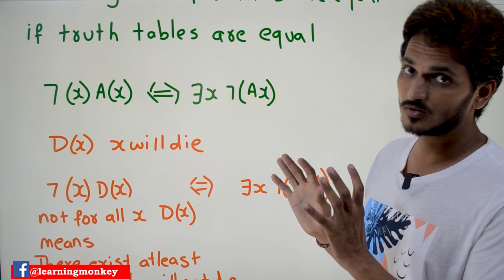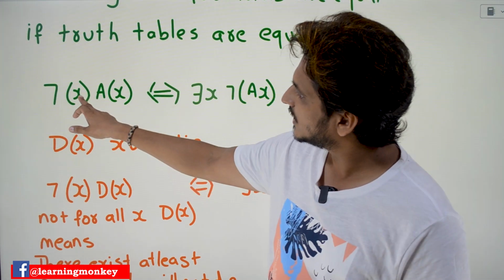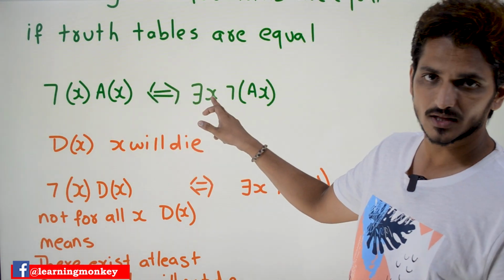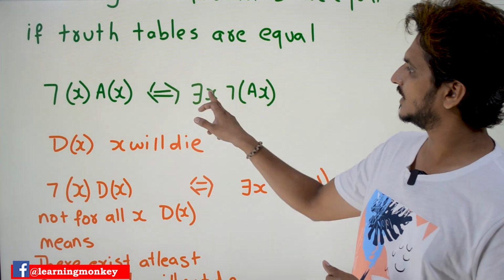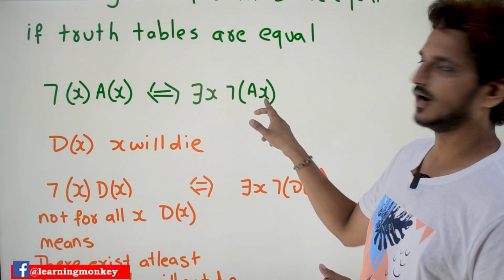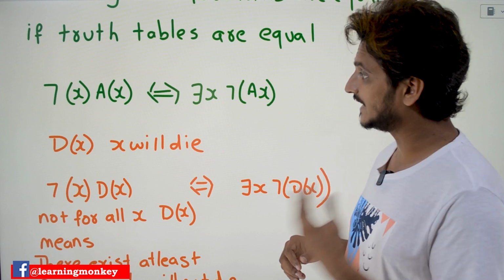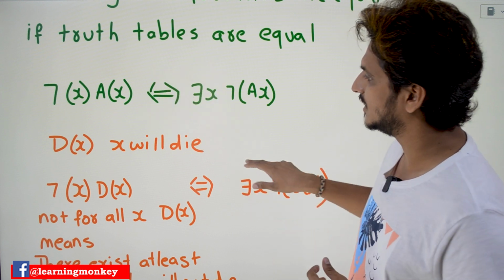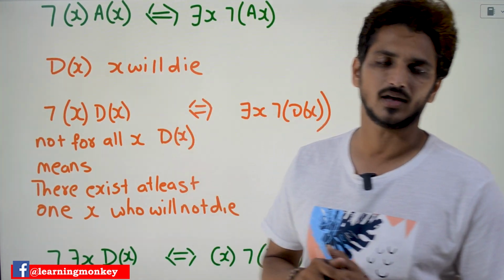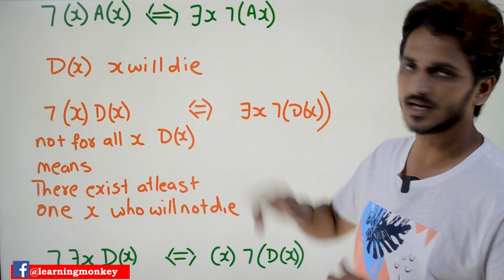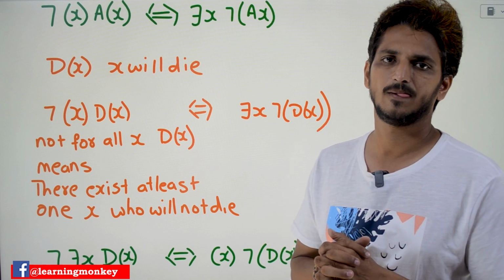See how this formula looks. In order to remember the formula very quickly, for all x is converted to there exists x, and the not went inside: there exists x, not A of x. This is how the equation is. Now try to understand with an example why these two formulas are equal. Let's take, in place of A of x, D of x, meaning x is going to die. That is what our predicate is.